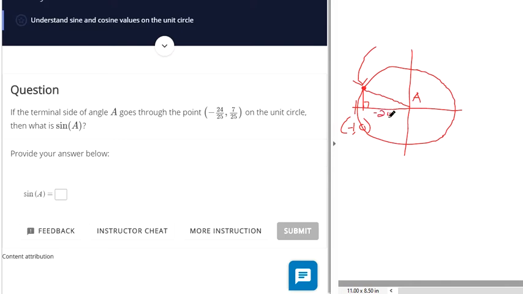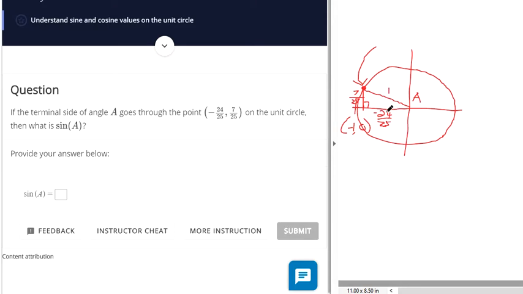This is negative 24 over 25 for our x-axis, right? So this side of the triangle is negative 24 over 25. And then this was 7 over 25. Oh, sorry, 7 over 25 over here. Since this is the unit circle, I don't even need to use the Pythagorean theorem. I know this is going to be 1.